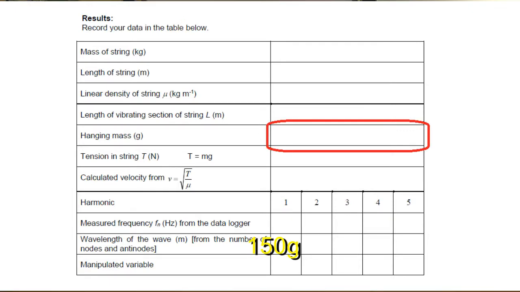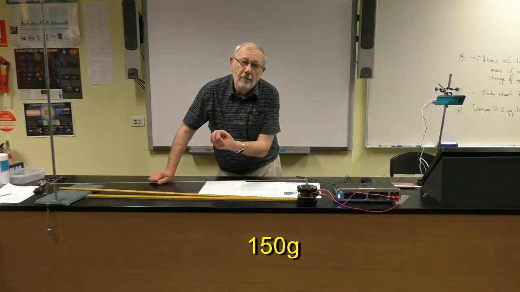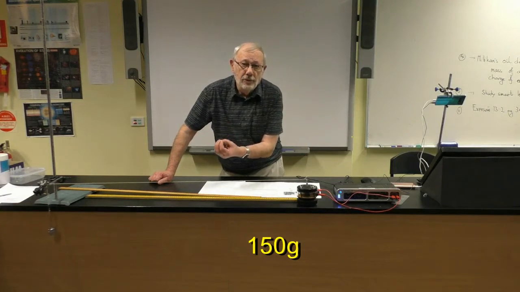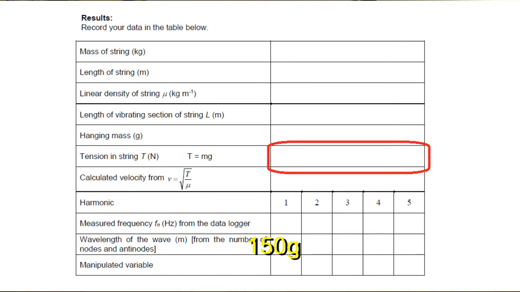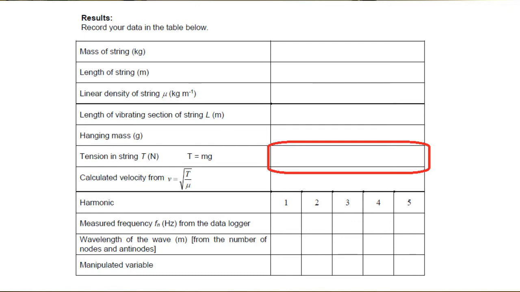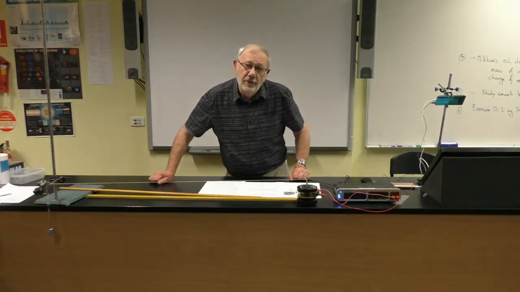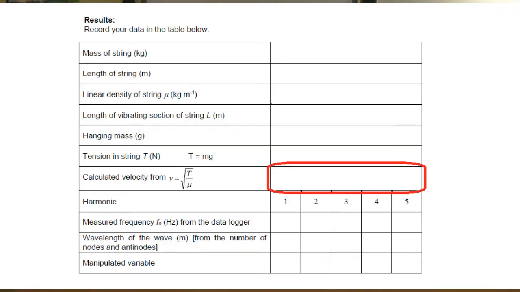Then it says the tension in the string. Well, that tension results from gravity acting on that mass. So the tension or force is mg. And what you need to do is change the grams into kilograms and multiply by 9.8, and that will give you the tension in newtons. From that you can calculate the velocity that we expect to get from this experiment. You know the tension, capital T, and you know the linear density. So you can get the square root of that ratio and write that in.